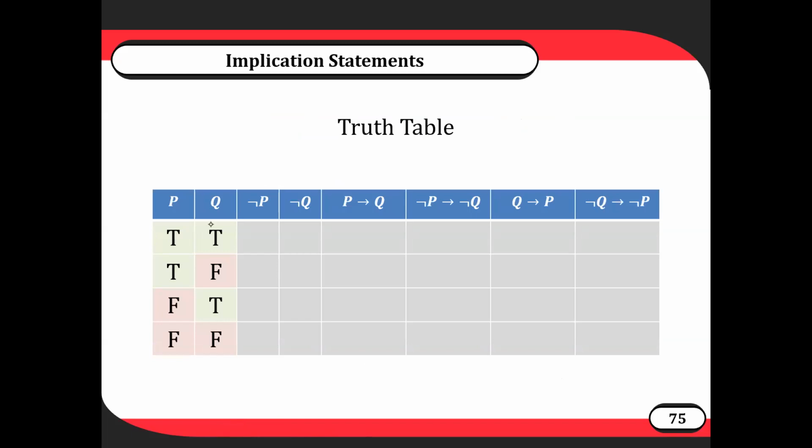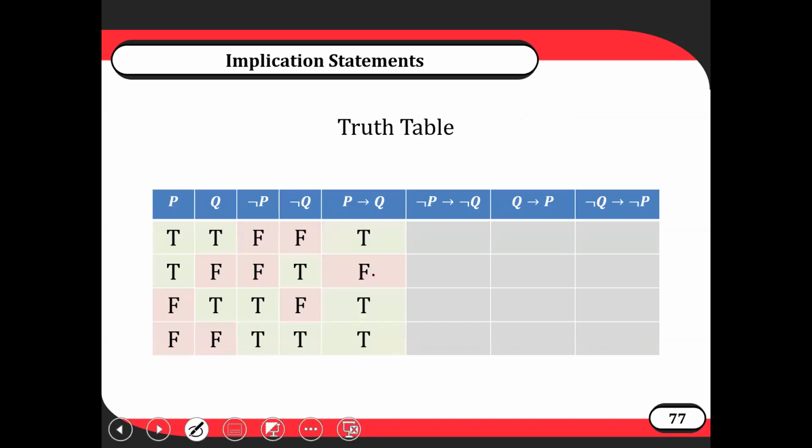So we have our P and Q lined up here. Then our not P and not Q are simply the opposites of those. And now P implies Q. That's false only if P is true and Q is false.